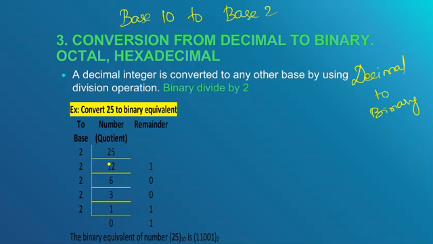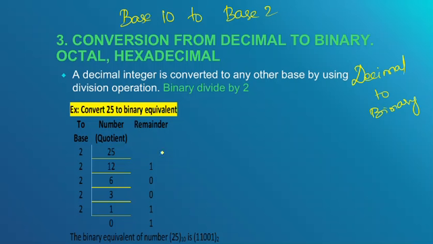Similarly, 12 divided by 2 is 6, so the remainder will be 0. 2 into 6 is 12, the remainder is 0. Next, 6 divided by 2 is 3, remainder 0. 3 divided by 2 is 1, so the remainder will be 1, and 1 divided by 2 is 0, so you will have a remainder 1.